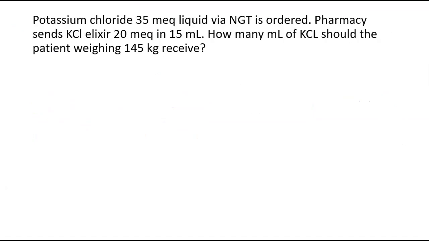And now let me not skip so far ahead. We have 20 milliequivalents liquid by nasogastric tube ordered. Pharmacy sends 20 milliequivalents in 15 mLs. So we've got volume, we've got what we have, and we have what we want. That's desired, this is have, and that is volume. We don't care how much this patient weighs. This is not weight-based, like milligrams per kilogram per minute. So we can ignore that they're 65 kilograms.